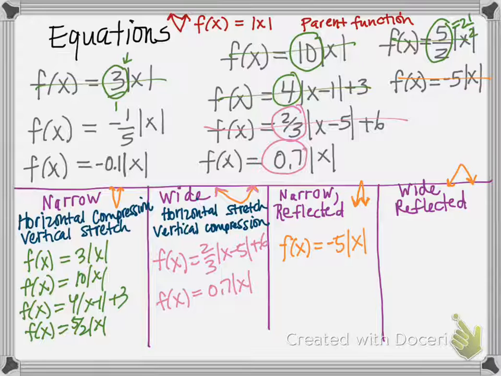And then finally, my last column here, wide and reflected. So just like the previous, the negative reflects it, but the number in the front, ignoring the sign, the 1/5 and the 1/10, because that's between 0 and 1, that makes it wide. So these last 2 here belong under wide and reflected.